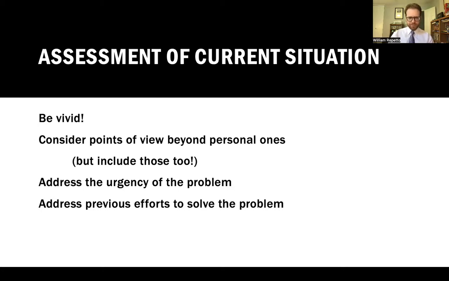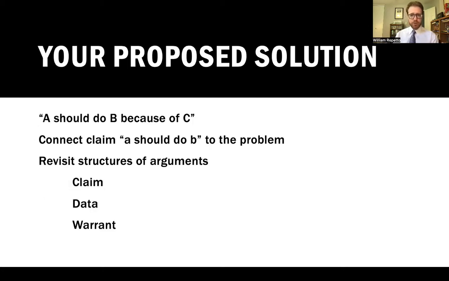All things to consider. Your proposed solution, like I said, this should probably be just 1 paragraph, but this is where you can include that kind of thesis statement kind of idea of, hey, A should do B because of C. In your assignment, I'm going to ask you to make a proposal about the University of Delaware community. So A will probably be University of Delaware should do what because of Y. So essentially, at root, what you're doing is connecting the claim, A should do B, back to the problem.